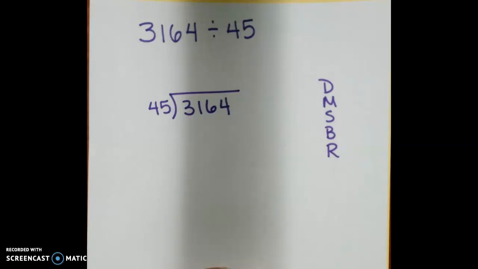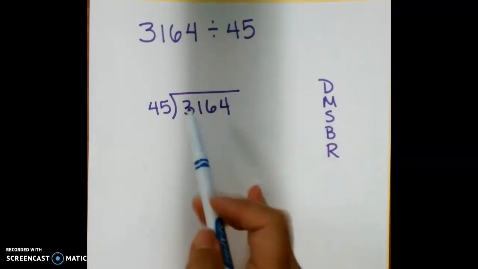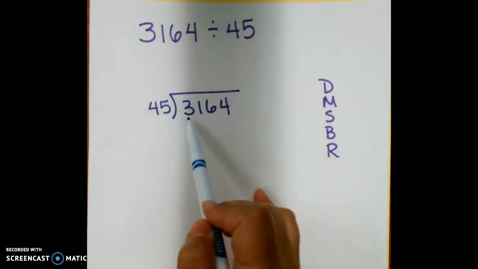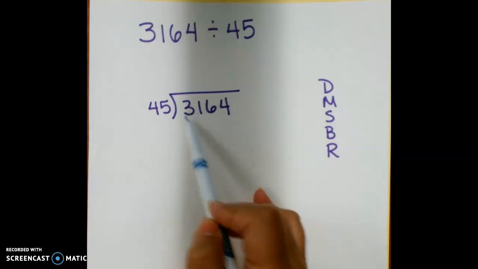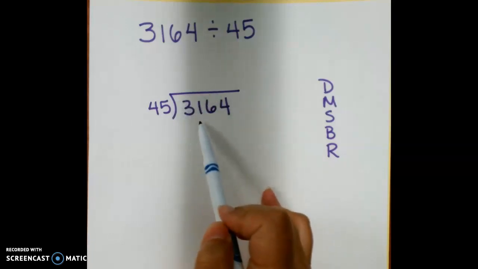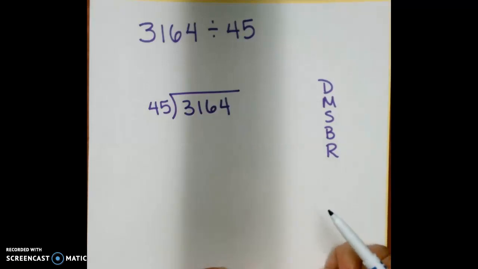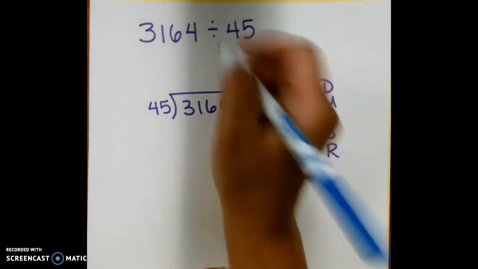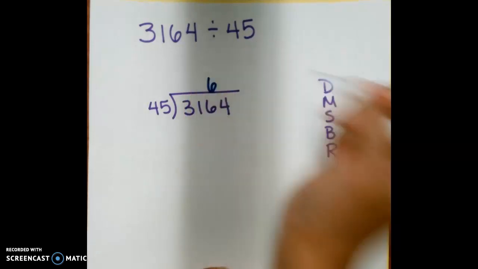Alrighty, so our last problem, 3,164 divided by 45. Now again, 45 is bigger than 3. It's bigger than 31, so I'm going to have to start with 316 and start in my tens place. Now I know that 50 times 6 is 300, so I think I'm going to start there with multiplying so that I can see how close that really gets me.